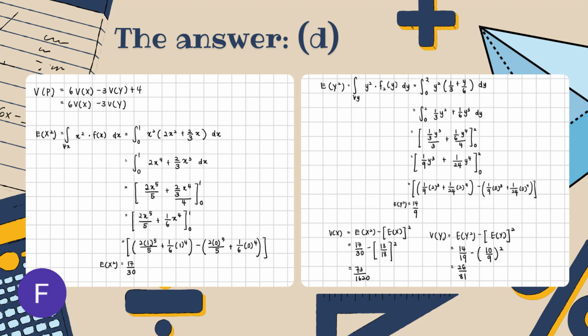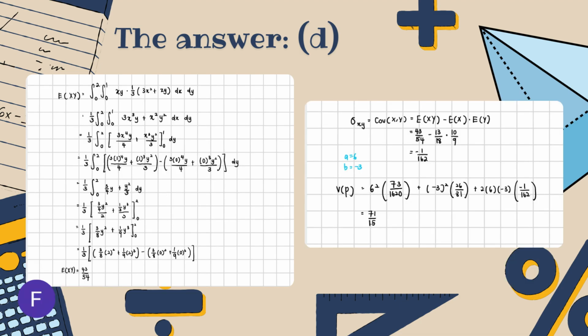First step, we need to find Vx. We need to find E(X squared) since the equation for Vx has E(X squared). After integrating, we get 73 over 1620 as the answer. After that, we need to repeat the same step to find Vy and we will get the answer 26 over 81. The third step is to find covariance xy.